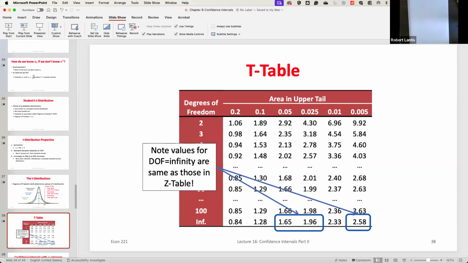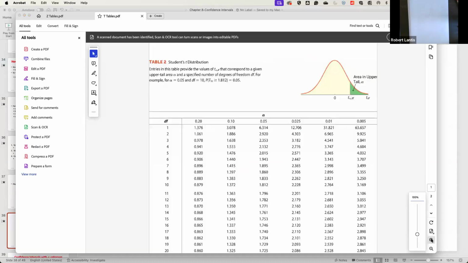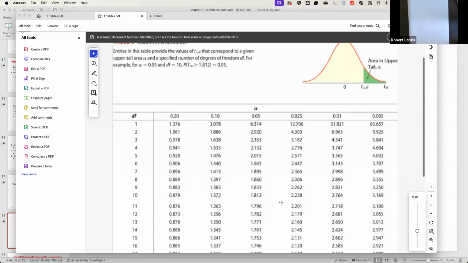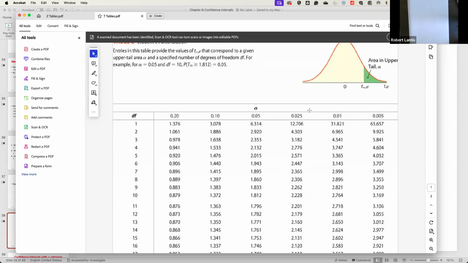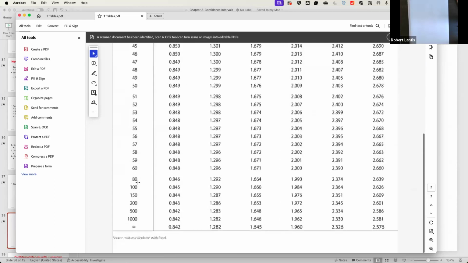I'll show you the larger version of the table, right? So, this doesn't have every alpha value, but it has some of them, kind of our conventional ones, right? Alpha divided by 2 of 0.005, 0.025, 0.05. And then it has degrees of freedoms, basically 1 through 100.